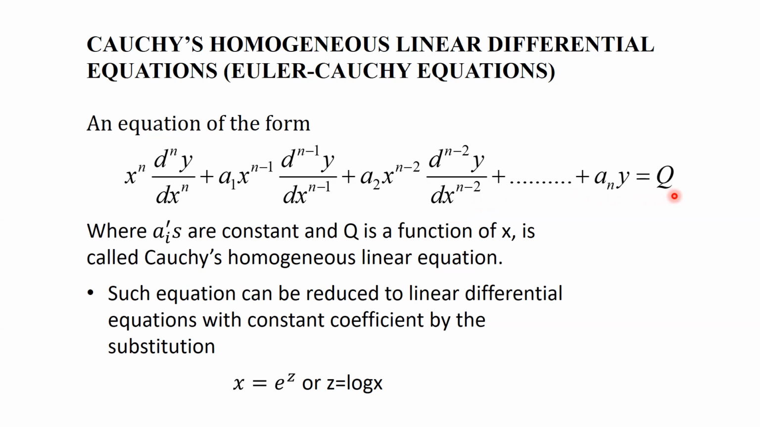This equation is known as the Euler-Cauchy equation or Cauchy's homogeneous linear differential equation. Here a1, a2, a3 up to an are all constants and Q is a function of x. This equation can be reduced to a linear differential equation with constant coefficients by using the transformation x = e^z, or z = log x.